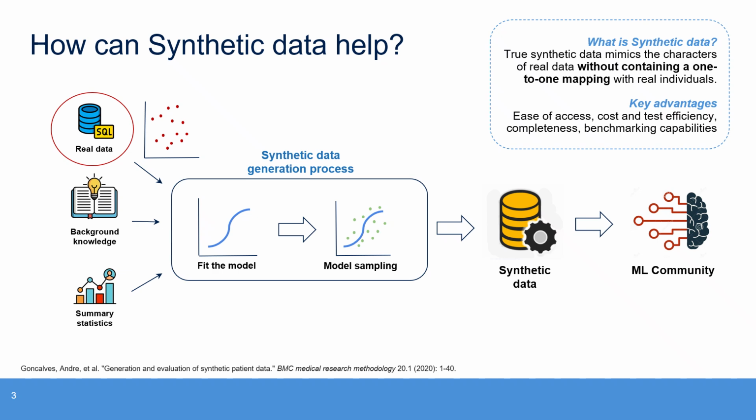The key idea is that synthetic data is informed by real data, but does not copy it. There is no one-to-one link between a synthetic record and a real person. And that's what makes it different from traditional anonymization.